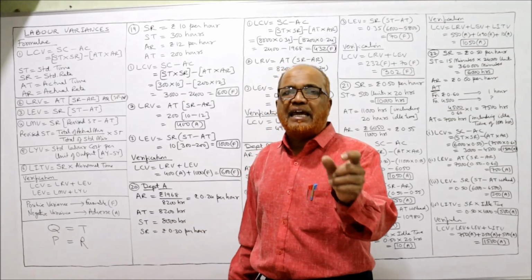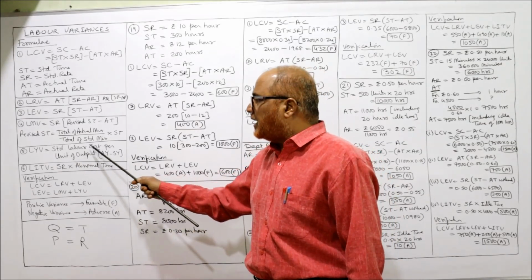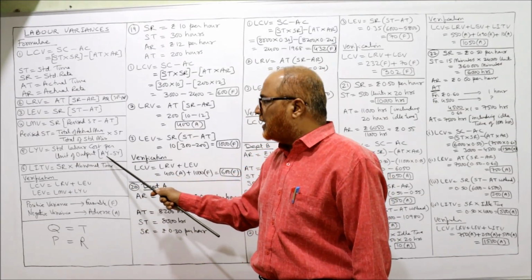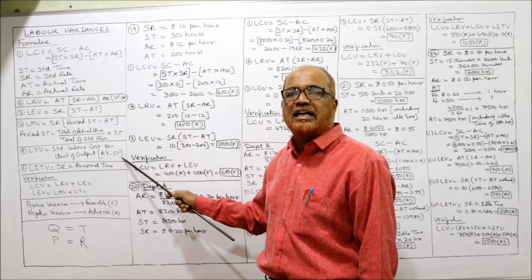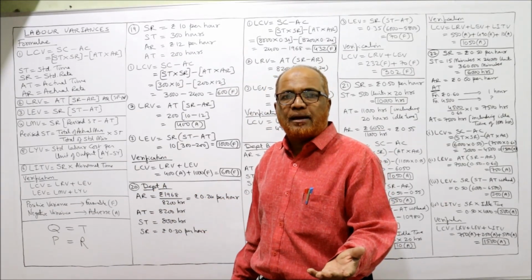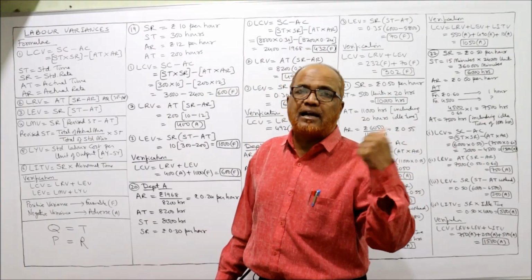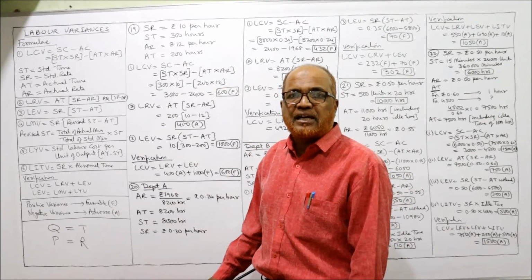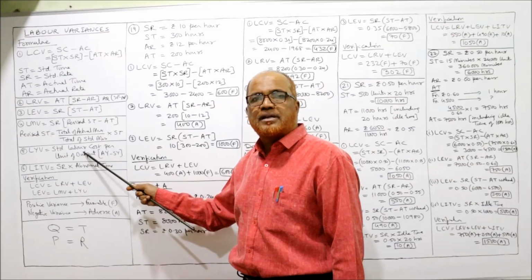LYV, labor yield variance. The standard labor cost per unit of output into actual yield minus standard yield. The formula is exactly the same as what we have applied in material yield variance. So instead of material, I am writing labor. That is the only difference.